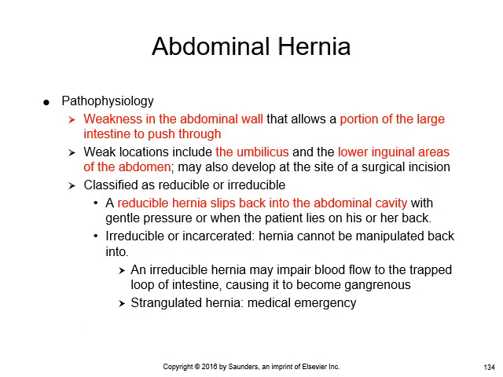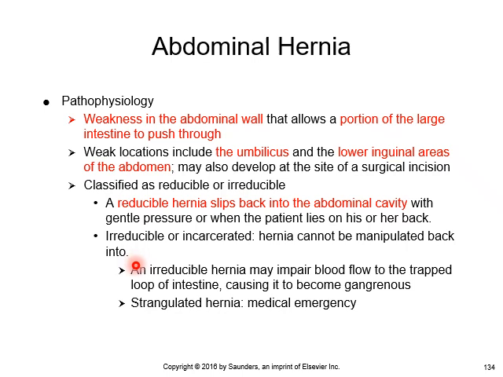Abdominal hernia happens when there is a weakness in the abdominal wall that allows a portion of the large intestine to push through. So it looks like this. But reducible hernia is when the hernia is able to slip back into the abdominal cavity. If it's not able to slip back, it's called irreducible or incarcerated hernia.